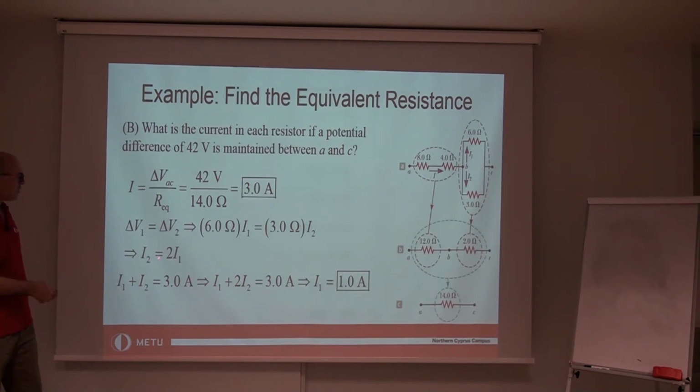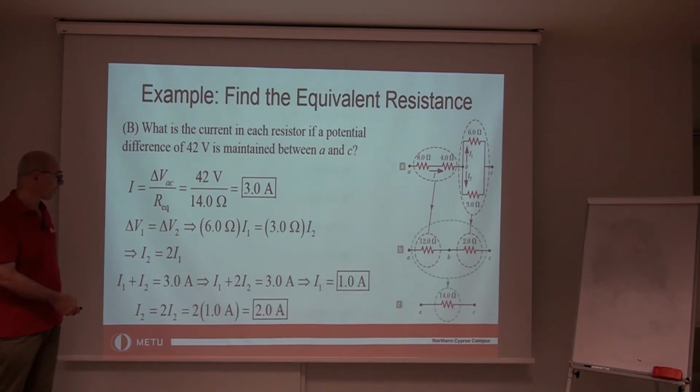Okay, I substitute now this for I2 in terms of I1. I solve, I find I1, then resubstitute again and then find I2. So as you can see, I2 is 2 amperes, I1 is 1 ampere, and when you add them up, you get the 3 amperes as you expect, of course.